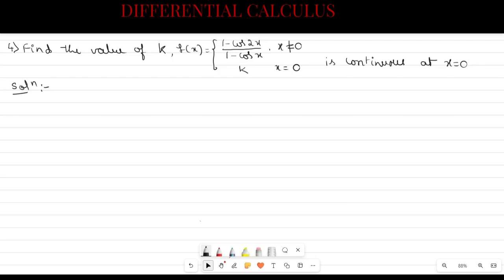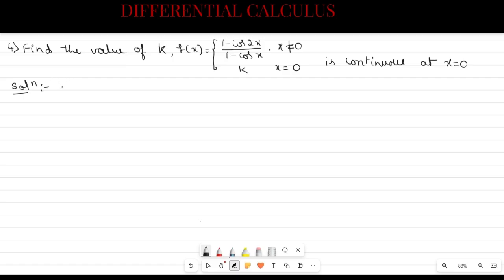Find the value of k where f of x is equal to 1 minus cos 2x by 1 minus cos x if x is not equal to 0, and k if x is equal to 0, is continuous at x equals 0. This problem is also based on continuity. In this question, they have given x not equal to 0. The first limit is for x not equal to 0.